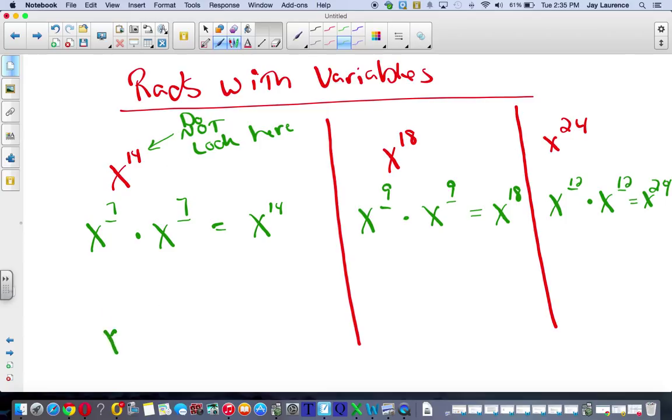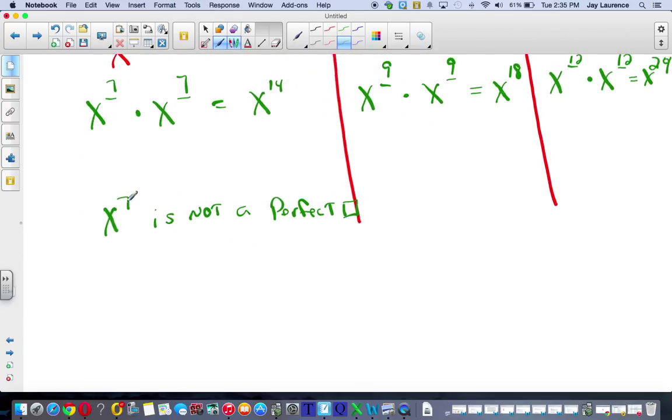This, however, x to the 7th, is not a perfect square, because there are no two factors of x to the 7th that I can multiply to get the same number times itself to get x to the 7th. Restricting myself to integers, of course.